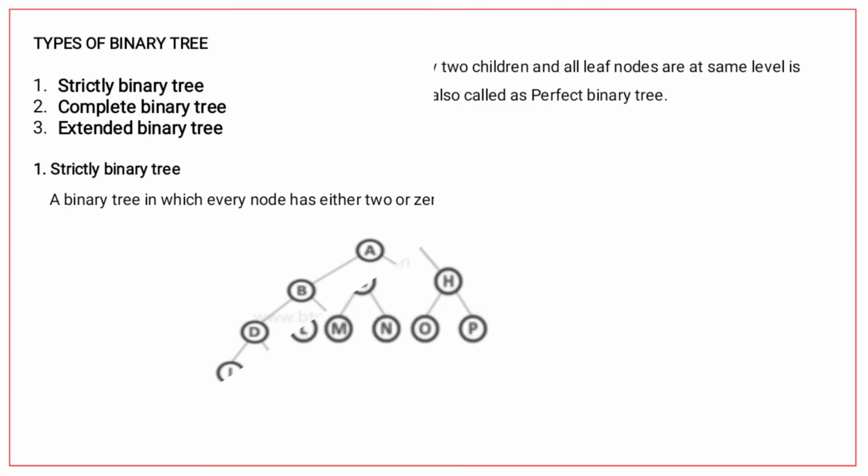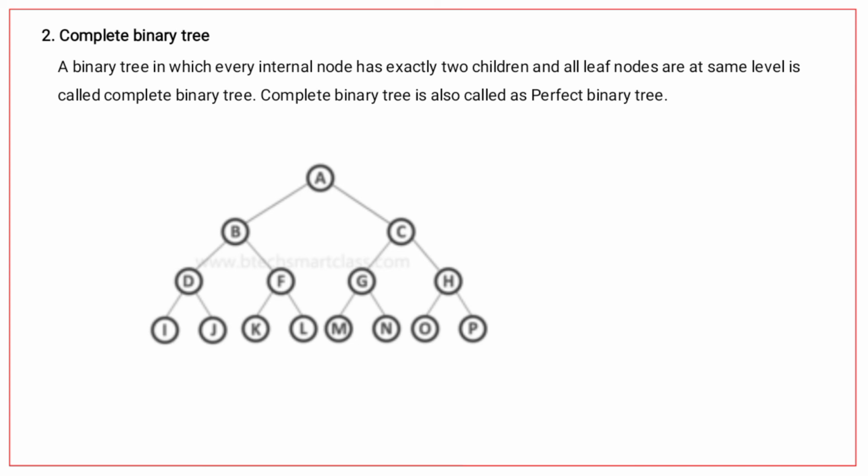The second type is complete binary tree. A binary tree in which every internal node has exactly two children and all leaf nodes are at the same level is called a complete binary tree. A complete binary tree is also called a perfect binary tree. Now see the figure, which shows a complete binary tree.